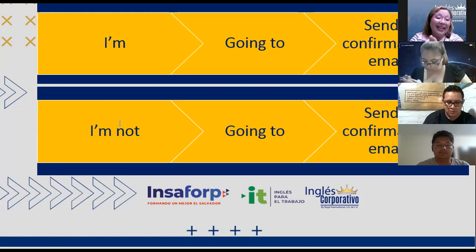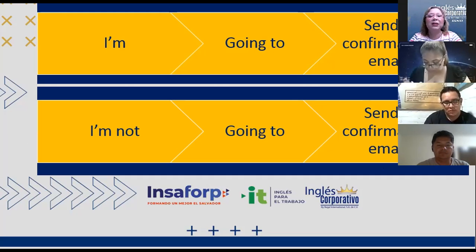For example, in a negative way. Puede ser en afirmativo, puede ser en negativo. Vamos a ver, ¿cómo sería el negativo? El verbo be y le agregamos not antes de going to, ¿verdad? Vamos a ver entonces. I'm not going to send a confirmation email. Okay. Este es solo un ejemplo de una de las actividades que podrían estar pasando.